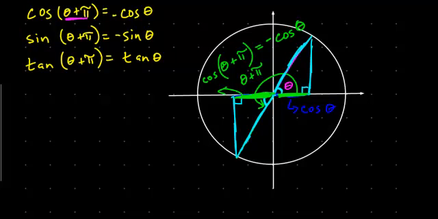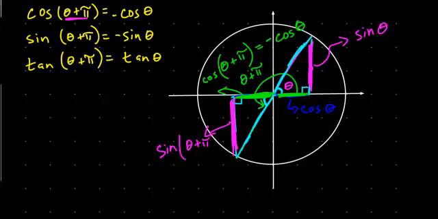Sine of theta plus pi, I think we can just jump right to it here. Same argument. That side is equal to that side in magnitude, but this is sine theta. It's positive. This is sine of theta plus pi, and we know they're equal in magnitude, but they're opposite in direction. So this one is positive, that one's negative, so this thing equals negative sine theta. So that gives us these two.